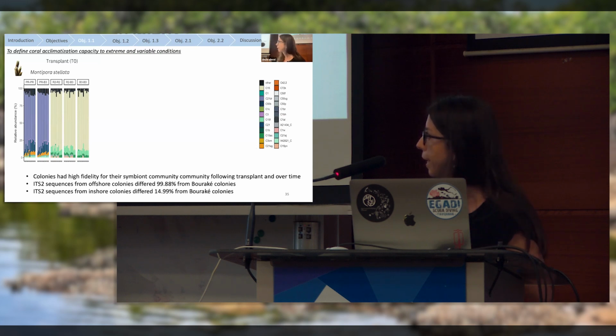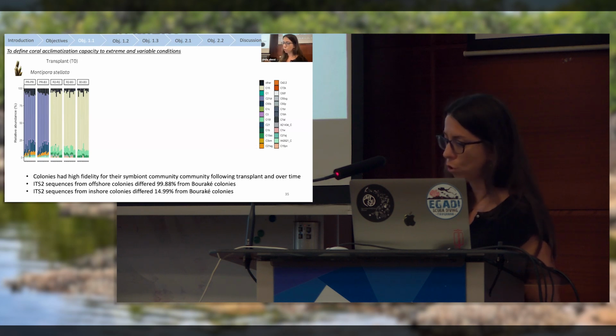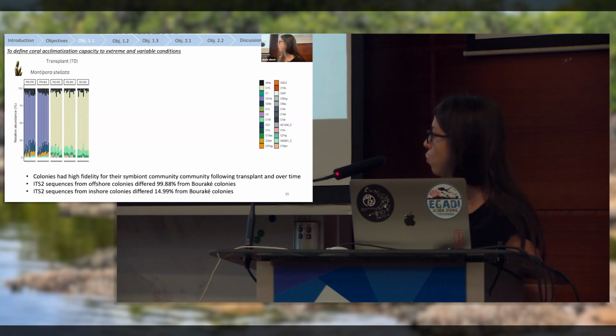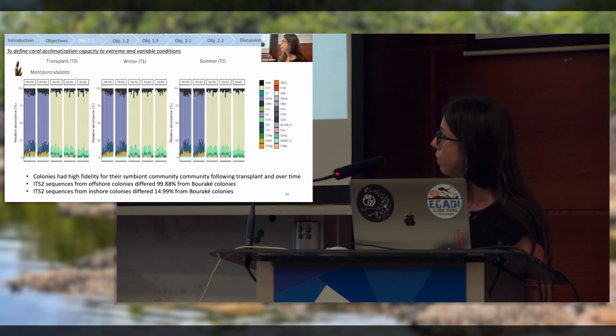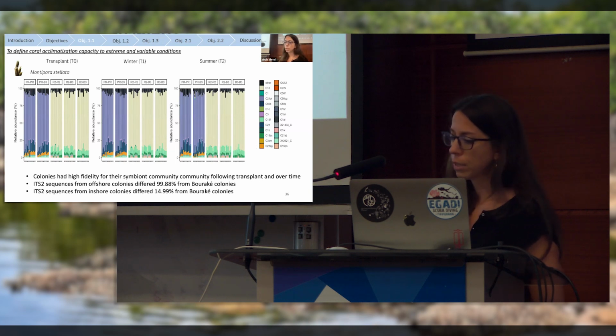Then if we look at Bouraké, they had high similarity with the inshore colonies, but the major sequences in Bouraké were really different from the offshore colonies that we transplanted inside Bouraké and at the reference site. We did the same thing at the beginning of the transplanting, in winter and summer, and we found exactly the same trend.